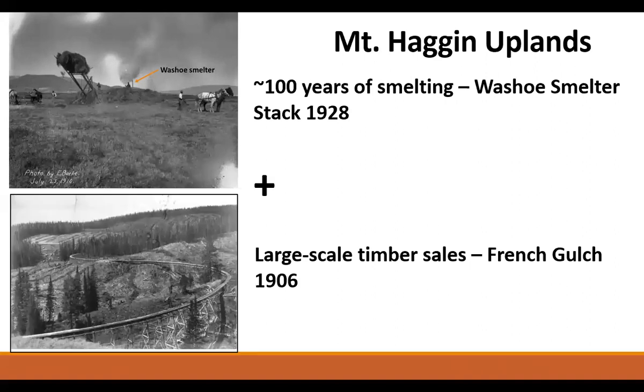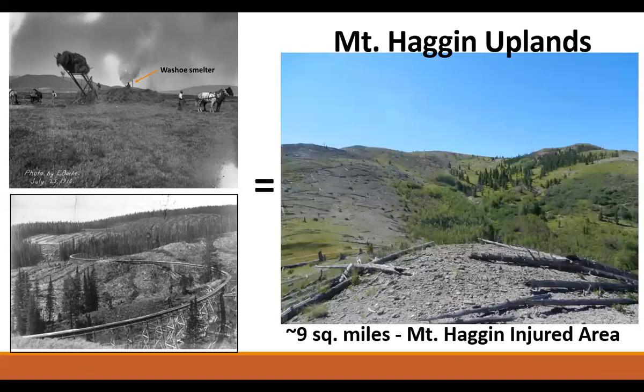So these huge and long-term inputs of contaminants were coupled with large timber sales, the largest timber sales in the country at the time. They ran a log flume up and over the Continental Divide all the way to the substation outside of Anaconda, 20 miles. Just a really long flume. So these two things coupled together.